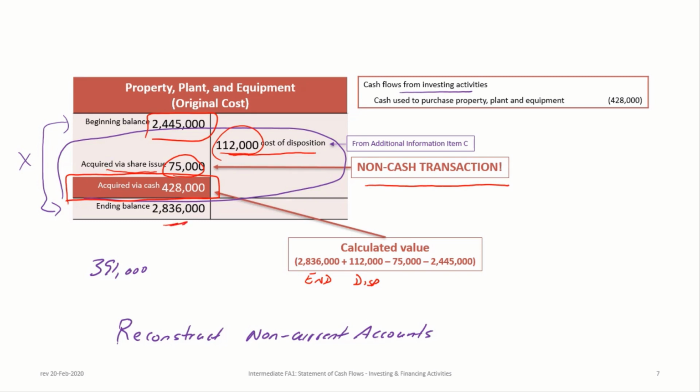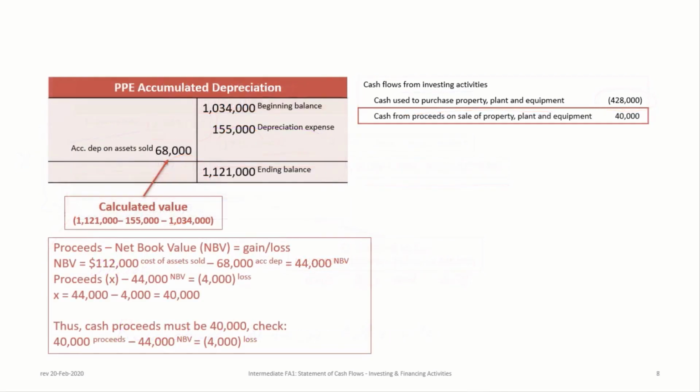So we take our ending property, plant, and equipment balance, we add back any cost that was removed, and then we subtract any non-cash transactions to purchase assets, and then we subtract the beginning balance. That means the company used $428,000 to purchase property, plant, and equipment. And so that's how that number is arrived at. Please make sure that you understand these numbers before proceeding to the next slide.